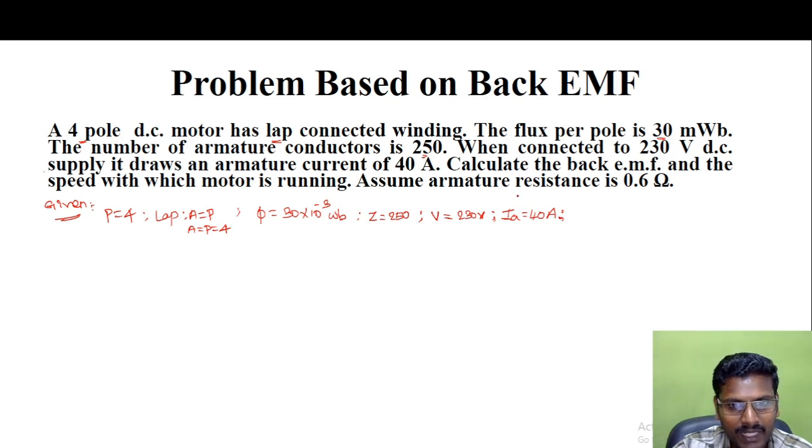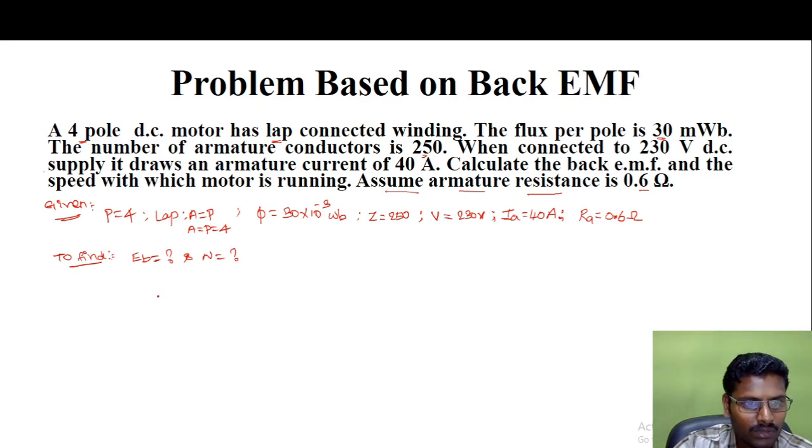Next, calculate the back EMF and speed. So to find, we need to find the value of Eb, the back EMF, and the speed N, right? These two are the parameters that we need to find. There is one more input parameter given in the question: assume armature resistance is 0.6 ohm. So armature resistance Ra is given as 0.6 ohm, right? So let's solve this.